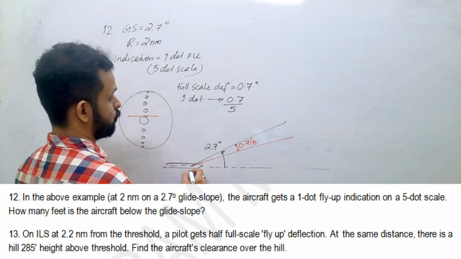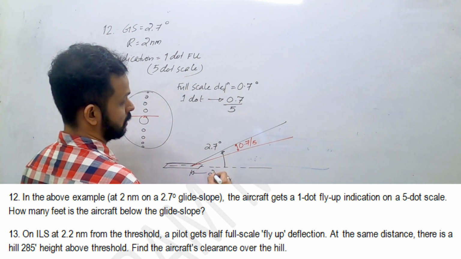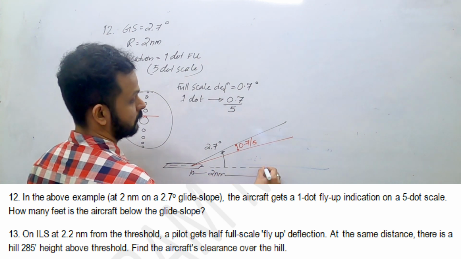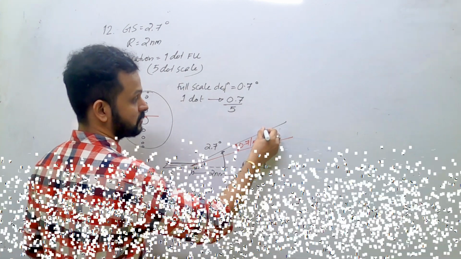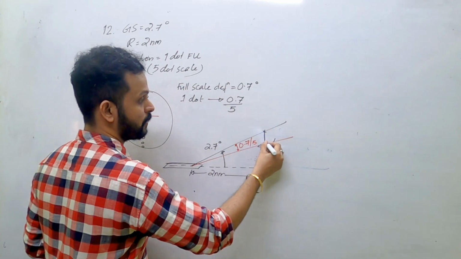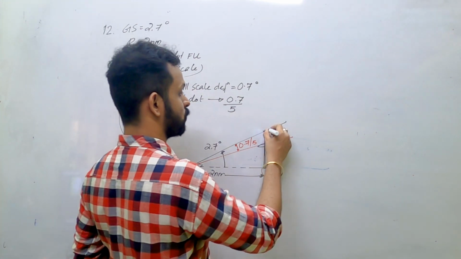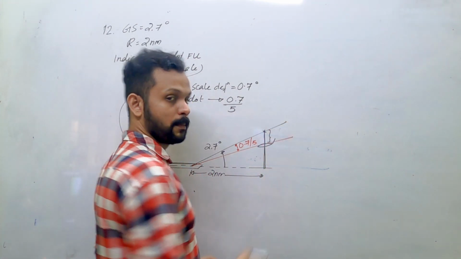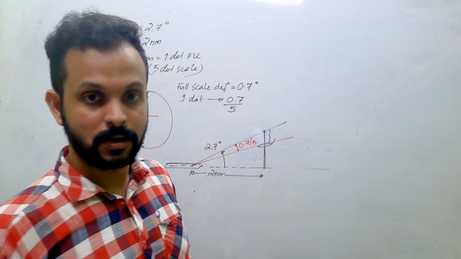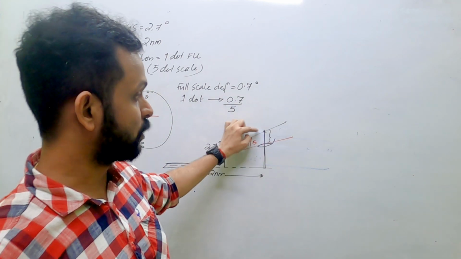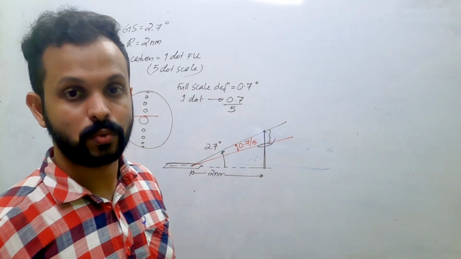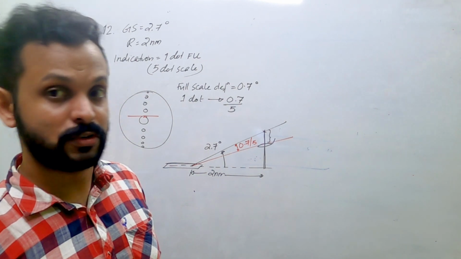So now, what is the range of the aircraft? That is 2 nautical miles. This is the height of the aircraft. The aircraft is supposed to be here. How many feet below this height is the aircraft? That is the question. So basically you have to find out this particular distance. How many feet below the required height are you? Now you can do this in 2 different ways.